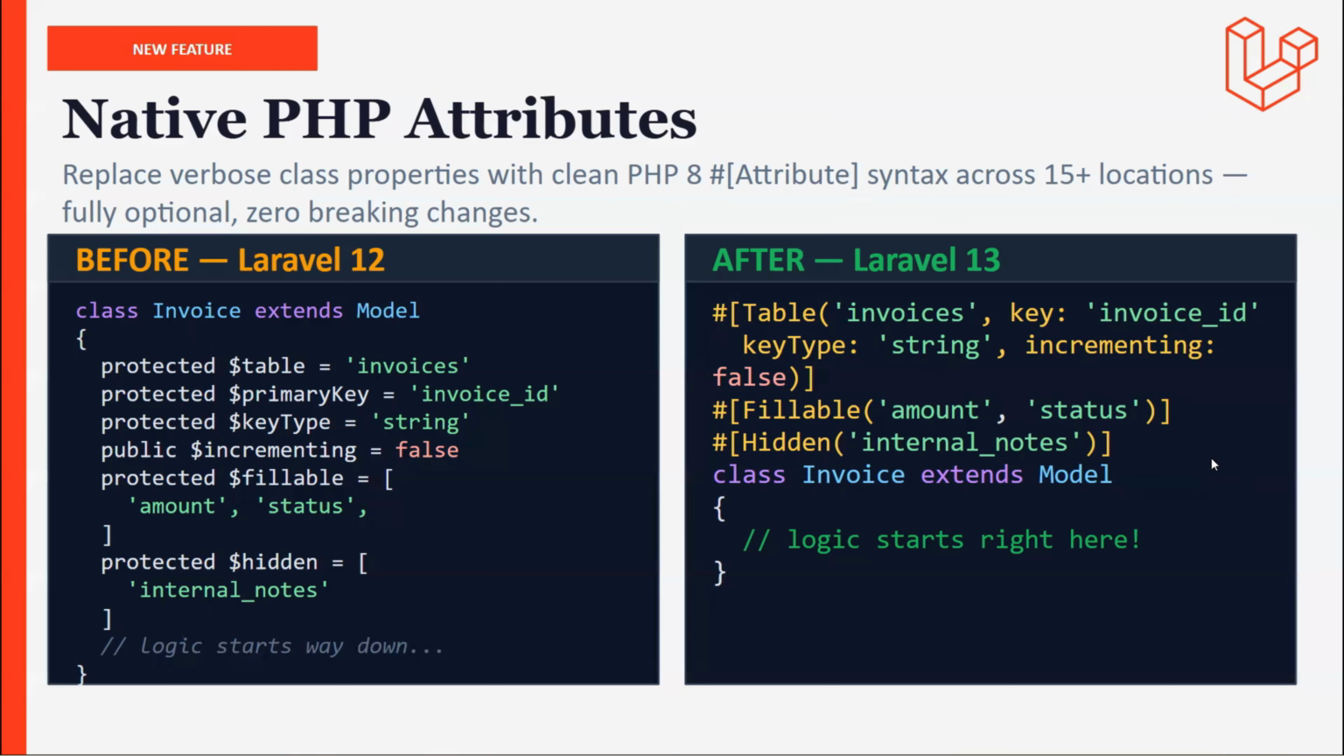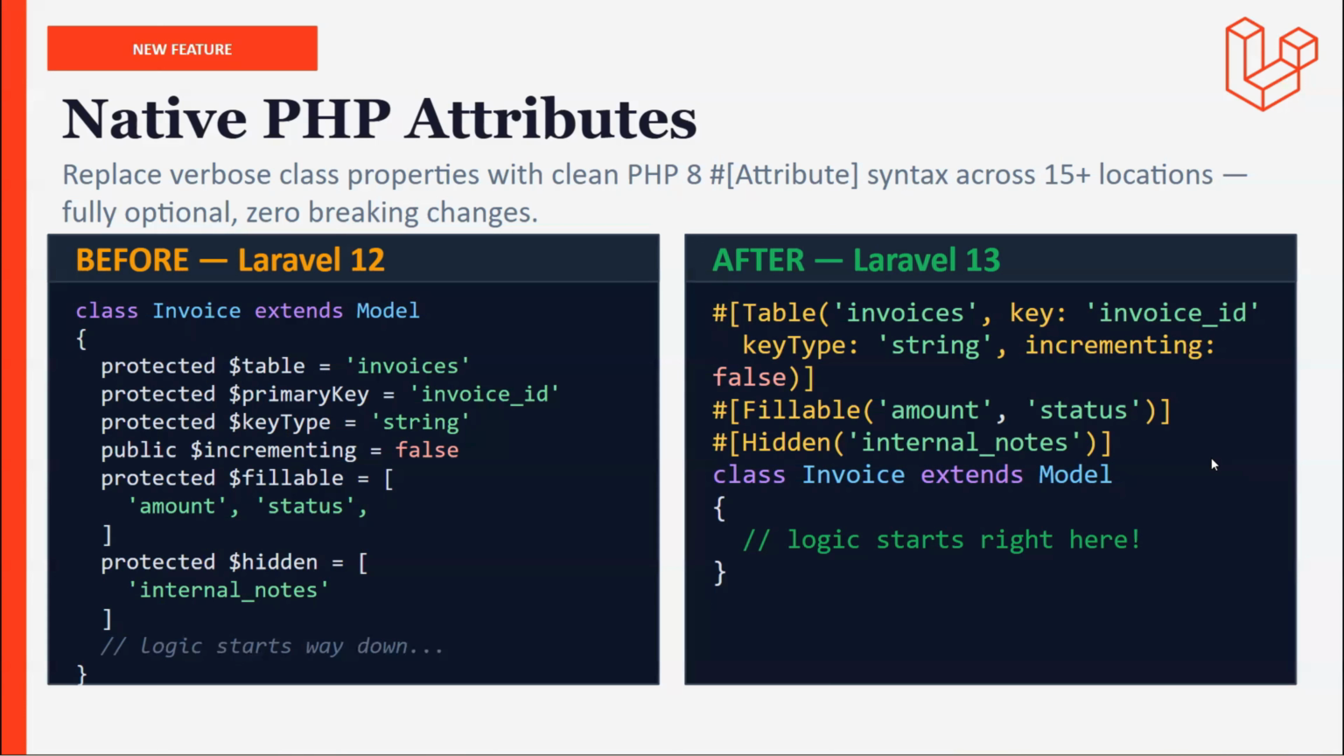Now, let's talk about the big feature, native PHP attributes. This is also called hash bracket syntax. If you don't know, don't worry. I will create a separate video on what hash bracket syntax is and how it works. This hash bracket syntax was introduced in PHP 8, but Laravel did not use it much before. Now Laravel 13 uses it in a much better way.